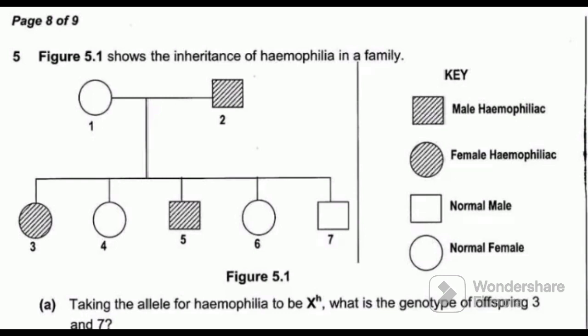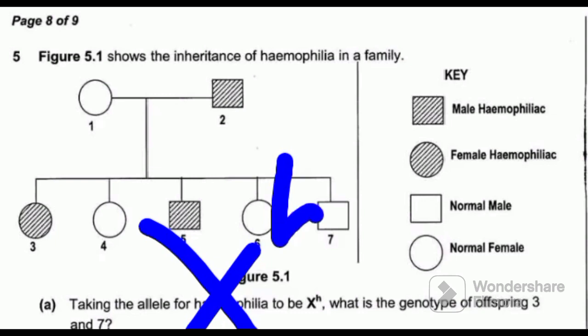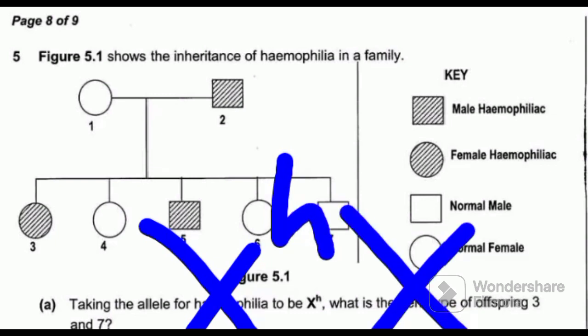So offspring 3, as you can see, it is a circle which is shaded. A circle which is shaded, when we look at the key, is showing a female who is hemophilic. So what is the genotype for offspring 3? The genotype for offspring 3 is X to the power small letter h, another X to the power small letter h. So this will show that offspring 3 is hemophilic.